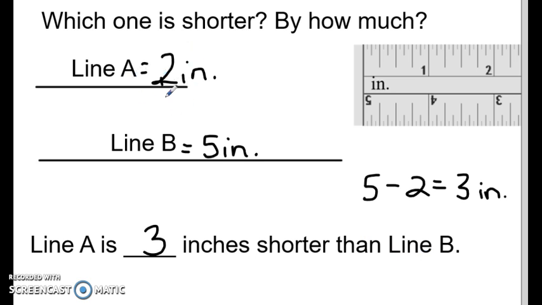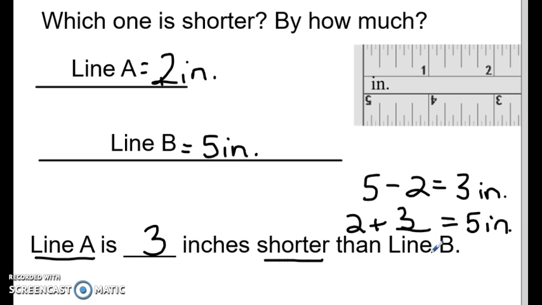I could have also thought of it using addition, so I could have thought to myself, how much can I add to line A to get line B, which is 5 inches? So if I think about it this way, again, I can think 2 plus what gives me 5, and the answer again is 3. So, no matter how you solve it, you can find out that line A is 3 inches shorter than line B.